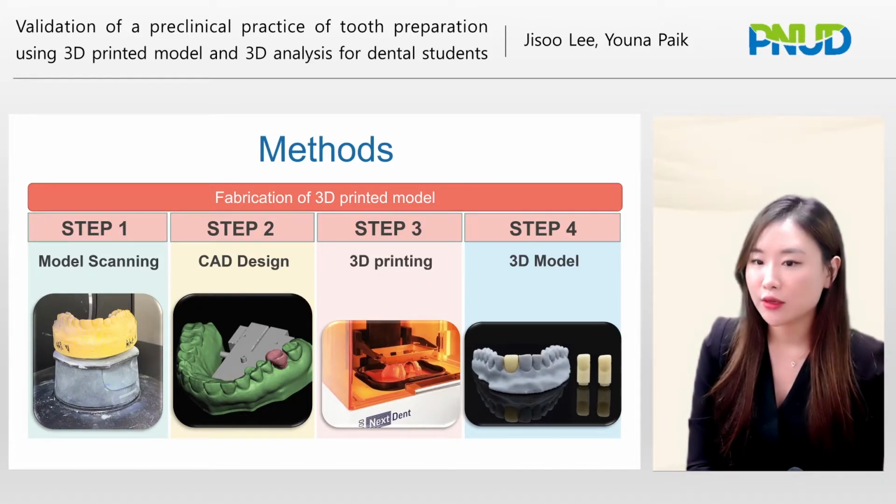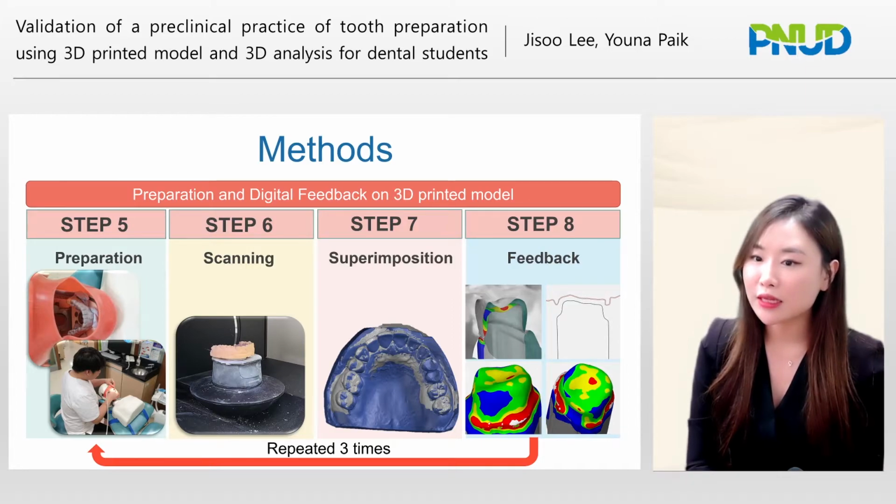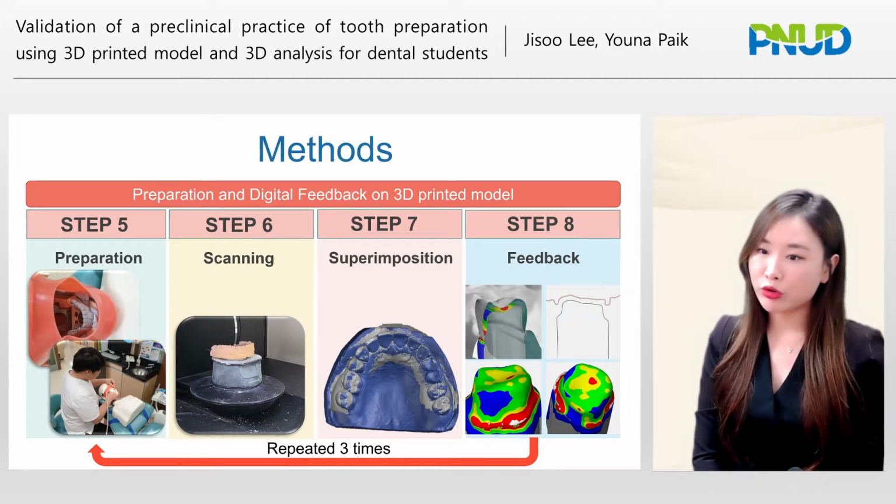These are the methods. After scanning the diagnostic cast of a patient and designing with a CAD program, practice models were 3D printed. 3D printed models were attached to a mannequin phantom head. After tooth preparation, the model was scanned. Scanned data were superimposed to visualize the amount of tooth preparation. Analyzed reports were given to students after each model preparation. Steps 5 to 8 were repeated 3 times.